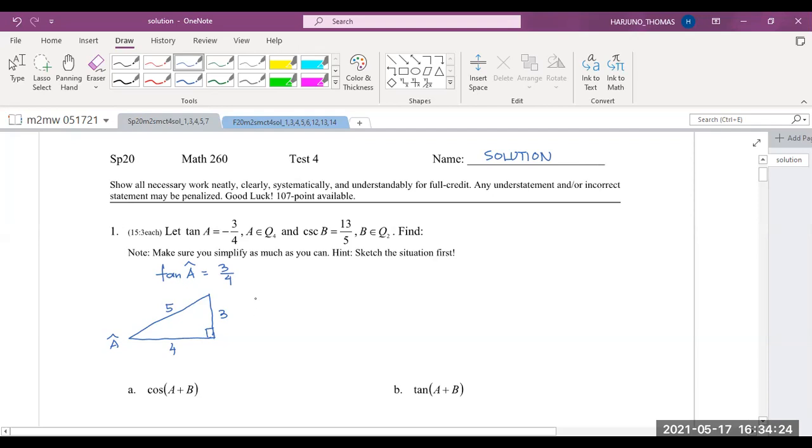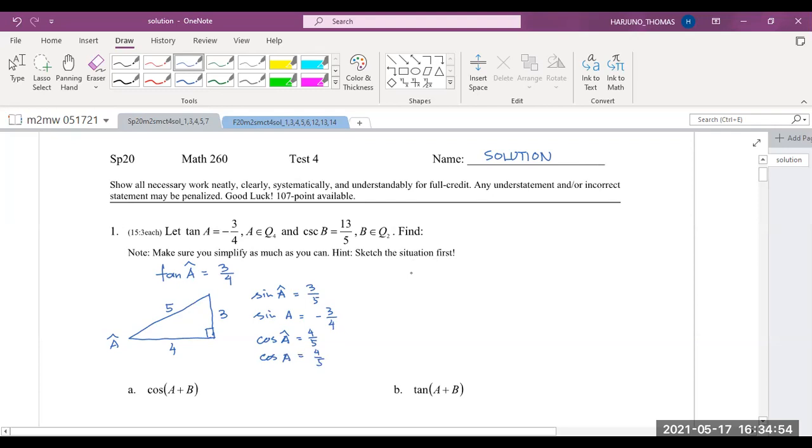So later on, when we work on sine A hat, sine A hat is 3/5. Now sine A is in quadrant 4, so sine is negative. Cosine A hat is 4/5. In quadrant 4, cosine is still positive, so cosine A is positive 4/5.